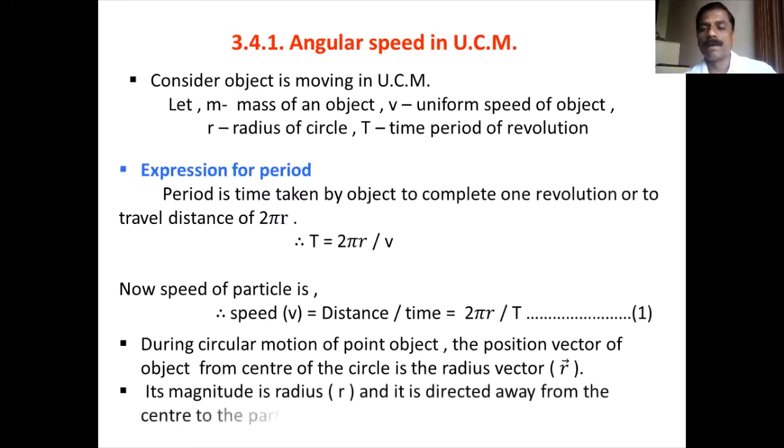When we consider this radius vector, its magnitude is constant, but it is directed away from the center of the circle. I have already told you what a radius vector and a position vector are: it is a vector along the radius and away from the center of the circle. Now we want to find the expression for omega, that is, angular speed.